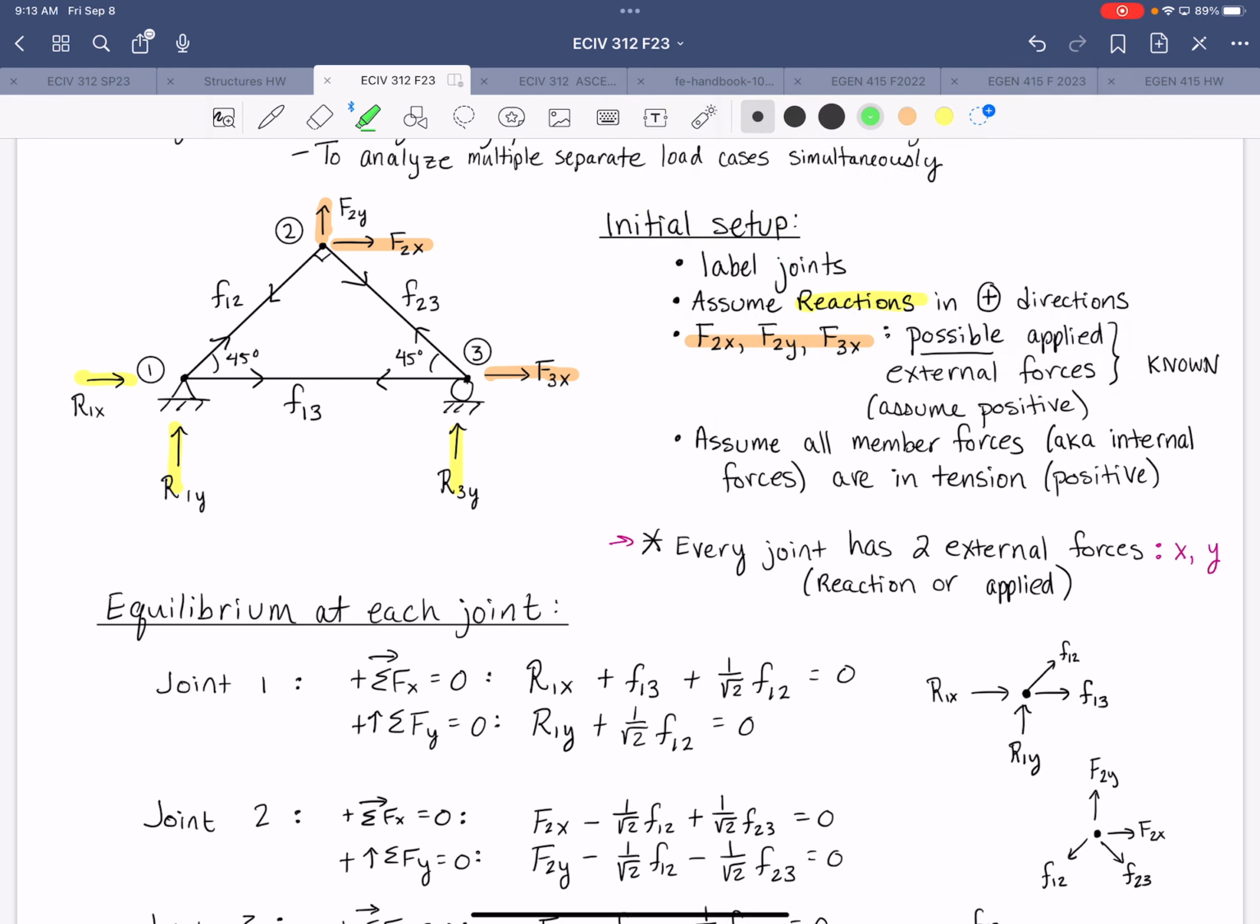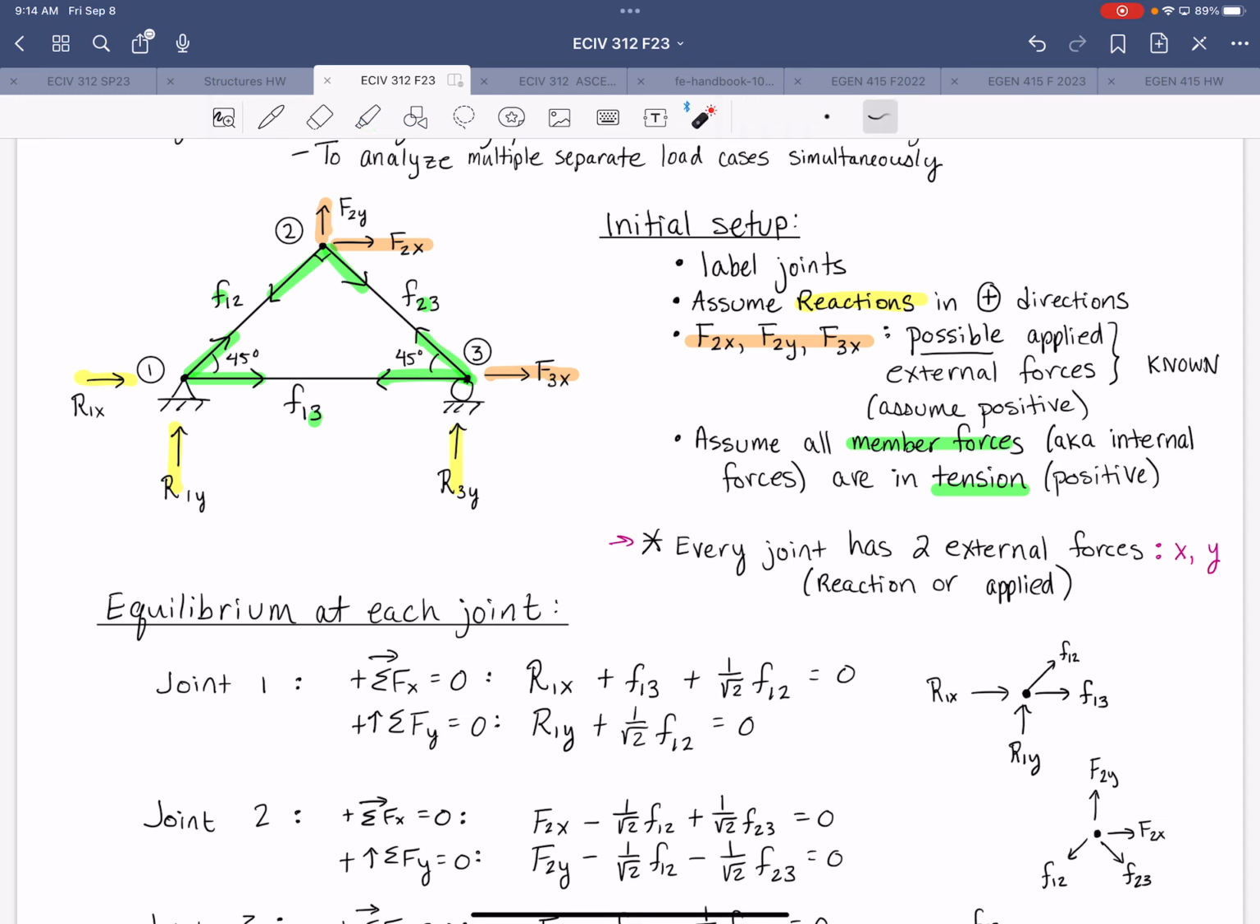So that's going to be your F13. I'll just highlight the arrows so that they're obvious. You're going to have three internal forces to consider: F12, F13, and F23. Those are your member forces, and we're going to assume initially that they're all in tension, meaning they're all going to be drawn in the positive direction.